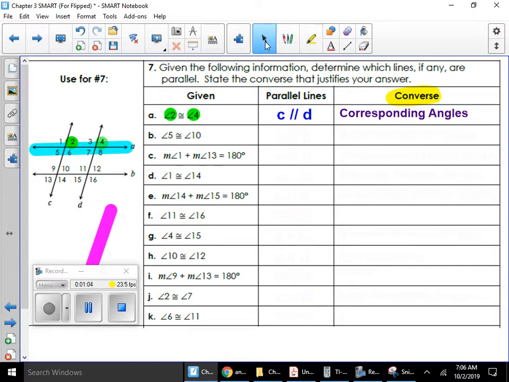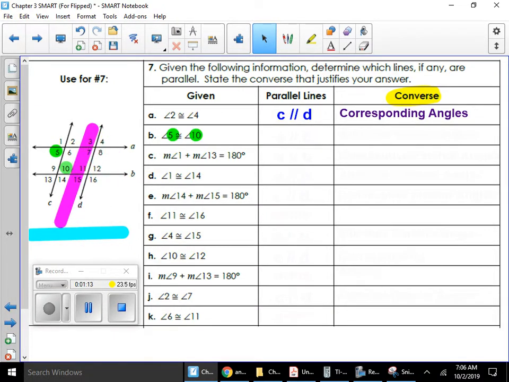Let's look at another one, angles 5 and 10. That's angle 5 and that's angle 10. So now notice my transversal changes. The line that both of those touch is line C. Now line C is the transversal I care about. Line C cuts through both A and B. So I can say something about A and B. I know that they're parallel. The reason they are parallel is because I have alternate interior angles that are congruent. That's my converse there.